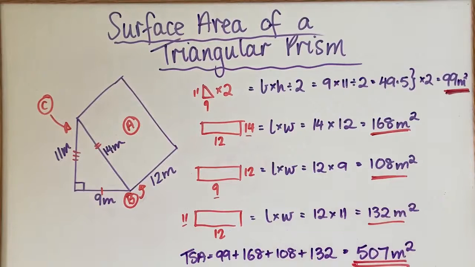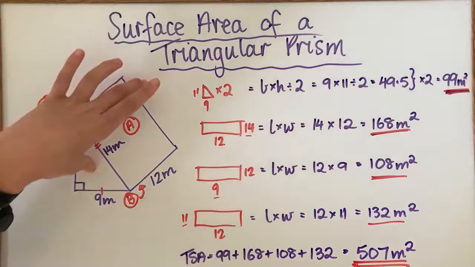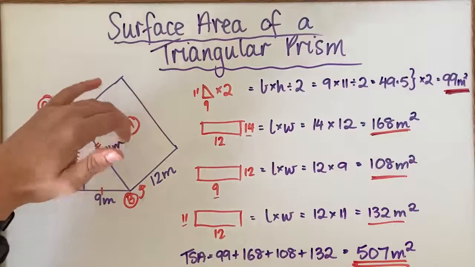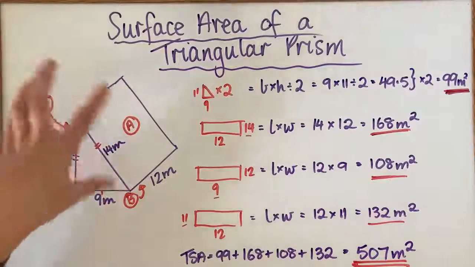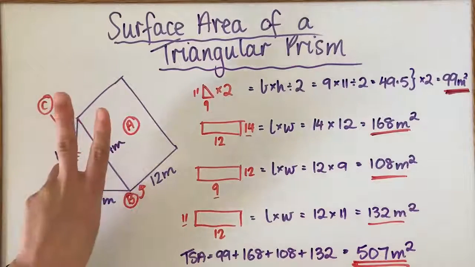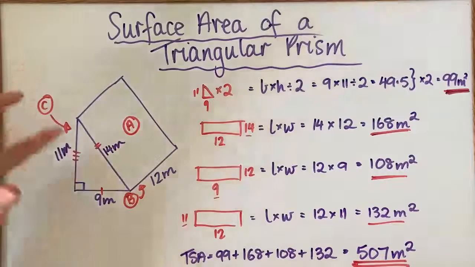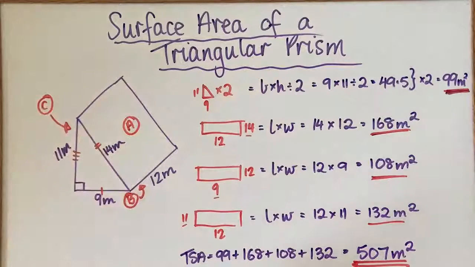So when you're trying to find the surface area of a triangular prism, you need to find the surface area of both triangles, and then you also need to find the area of 3 rectangles. Now they might all 3 be the same, 2 might be the same or all 3 might be different. That depends on the type of triangle that you have as the base.